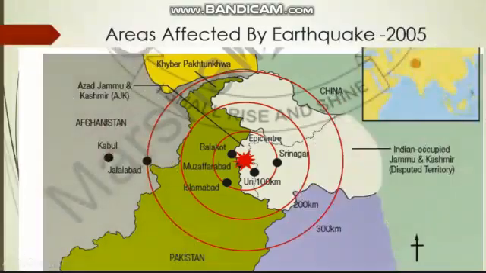Let's see what is shown in this diagram, in this map. It shows the areas affected by earthquakes in 2005. Look at the center, that is the epicenter. Epicenter means the point on the earth's surface above where the earthquake occurs. In the 2005 earthquake, Muzaffarabad and Balakot are the two areas which were the epicenter.